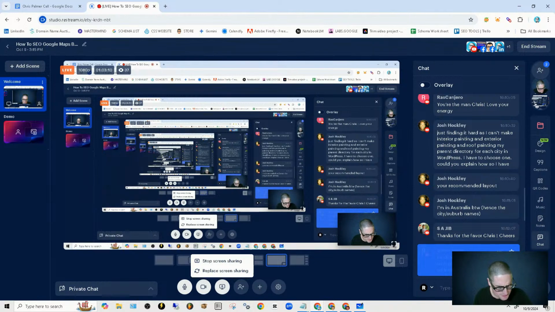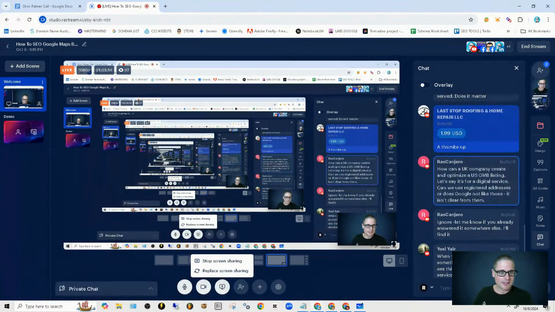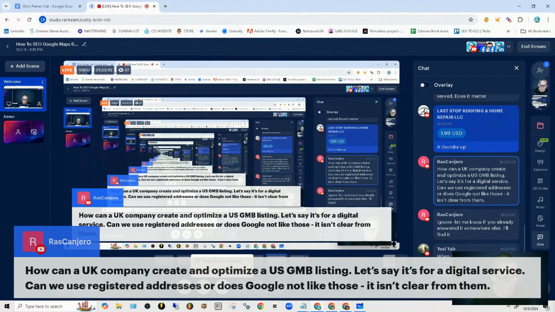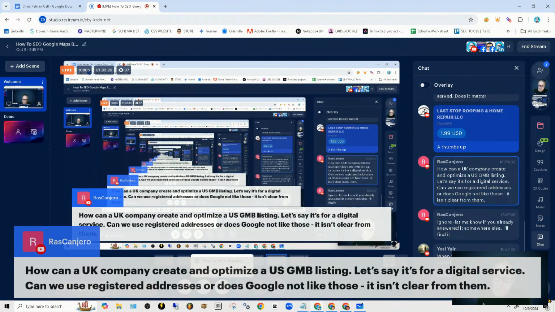Sure. It's difficult to rank when you don't have a location. Oh, yeah. All right. How can a UK company create and optimize a US GMB listing? Let's say it's for a digital service. Can we use registered addresses, or does Google not like those? It isn't clear from them. It's very clear.